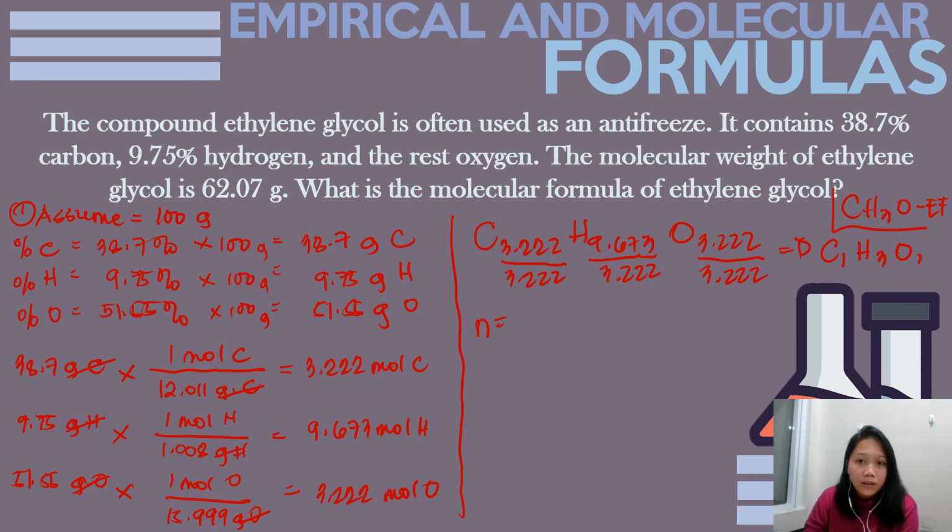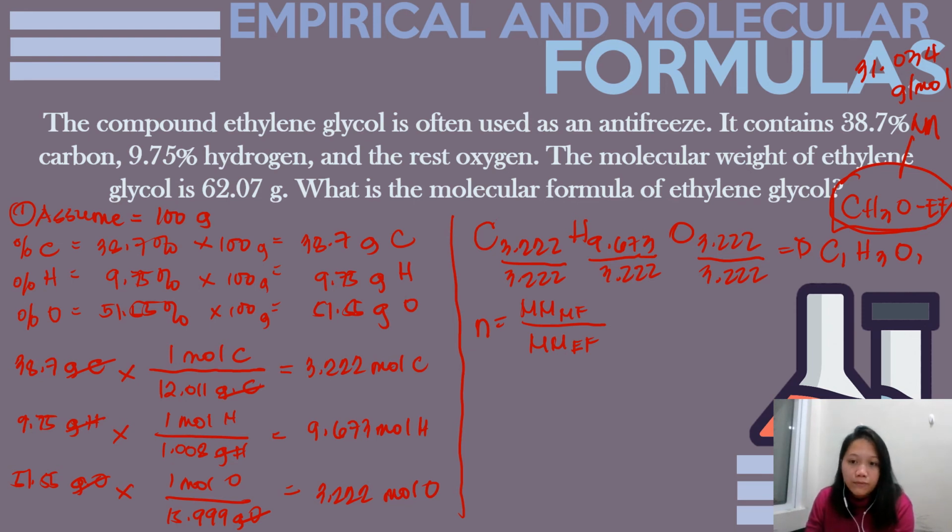For you to find the value of your n, you need the molar mass of your molecular formula divided by the molar mass of your empirical formula. So this is your empirical formula. Kindly solve for the molar mass. The molar mass that I get for your empirical formula is 31.034 grams per mole. I hope we have the same answer. If not, kindly pause this video and solve for the molar mass.